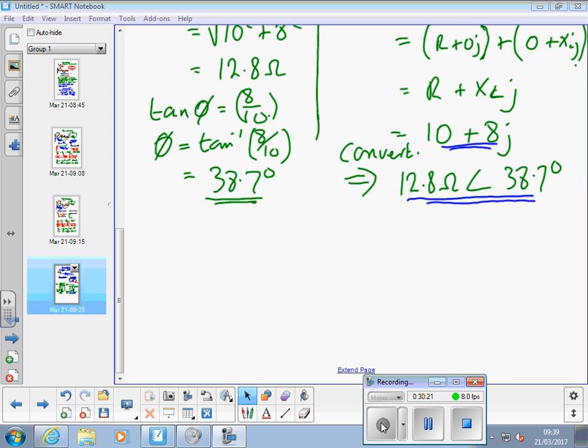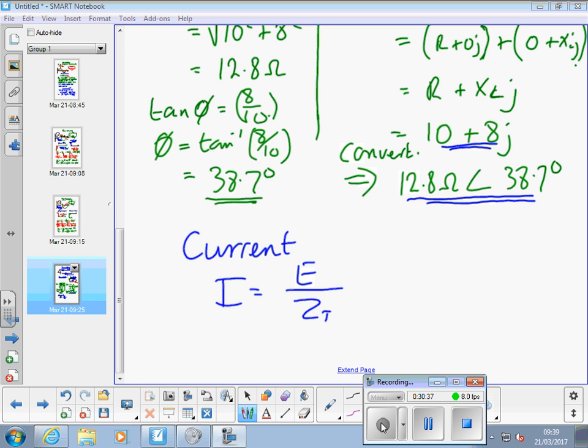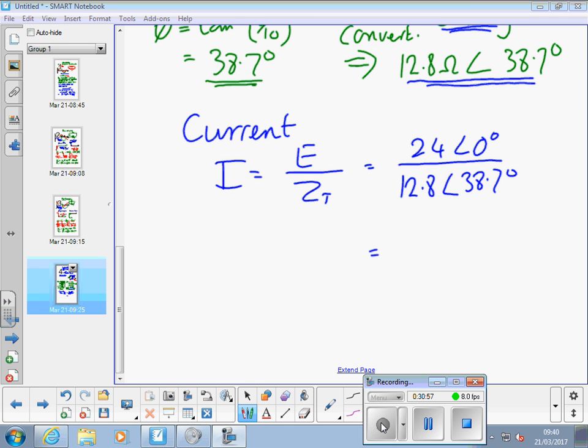Lastly, and that's handy, we've got that in polar form. Current I is equal to E over ZT in this case. 24 volts, angle 0 degrees, over 12.8, angle 38.7 degrees. How do we do that polar division? Anyone remember?